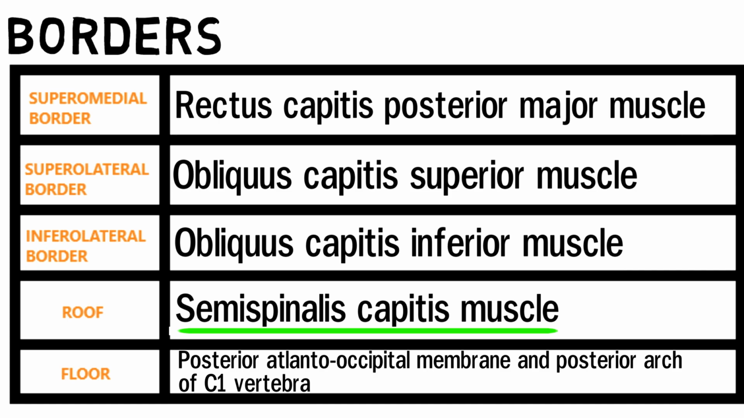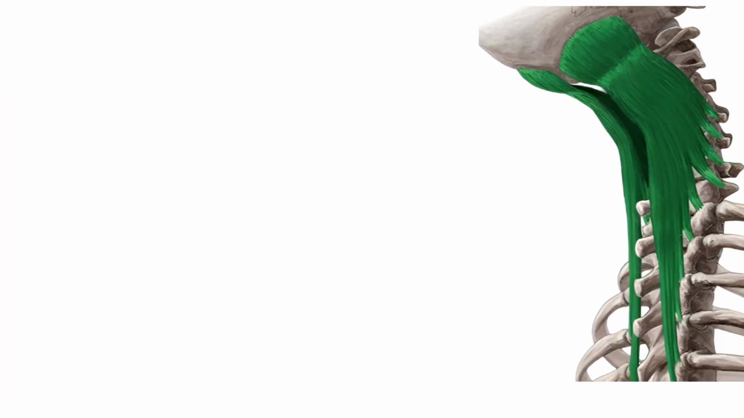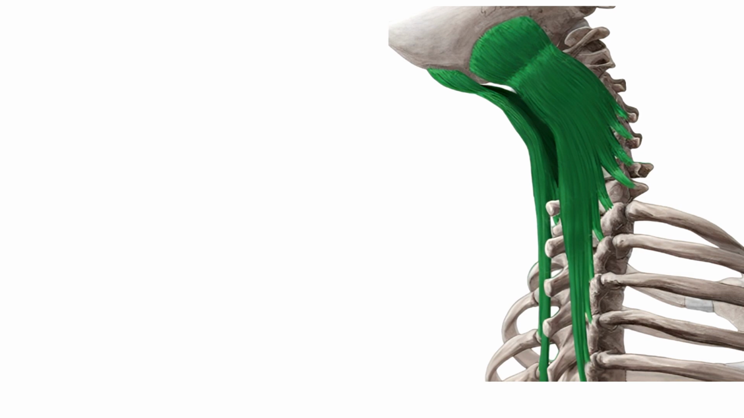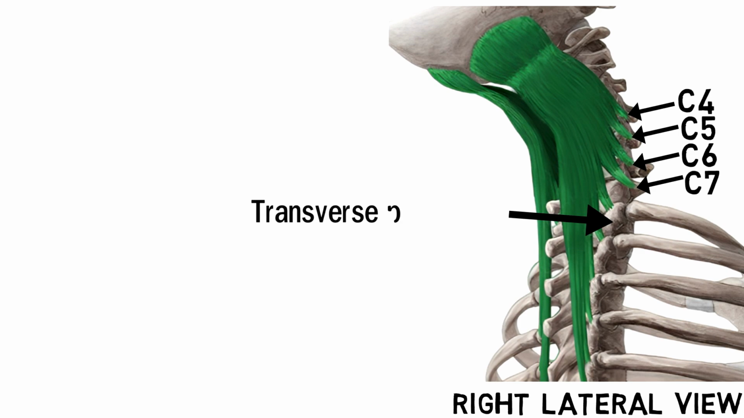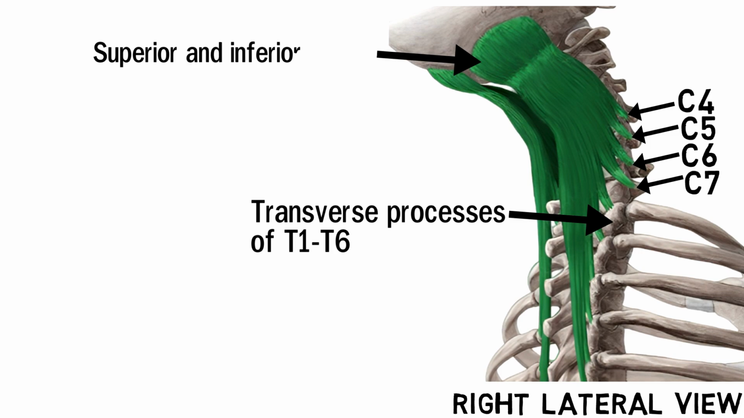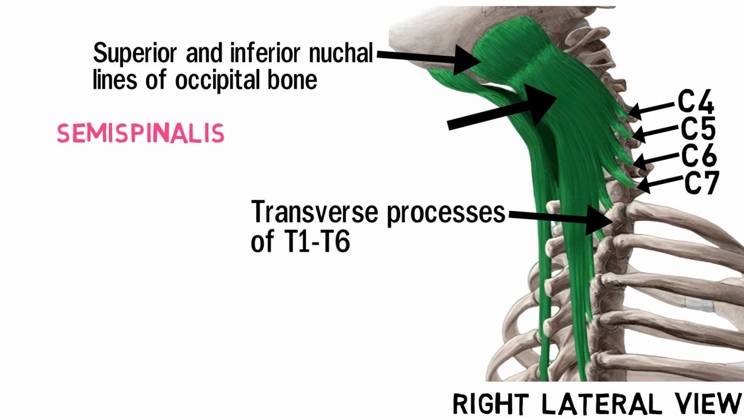As we discussed earlier, the roof of the suboccipital triangle is formed by the semispinalis capitis muscle. So let's see where it originates from and where it inserts. This is the right lateral view. And semispinalis capitis muscle originates from the articular processes of the vertebrae C4, C5, C6 and C7 and the transverse processes of the thoracic 1 to 6 vertebrae. The muscle inserts between the superior and inferior nuchal lines of the occipital bone. So this is the semispinalis capitis muscle that forms the roof.